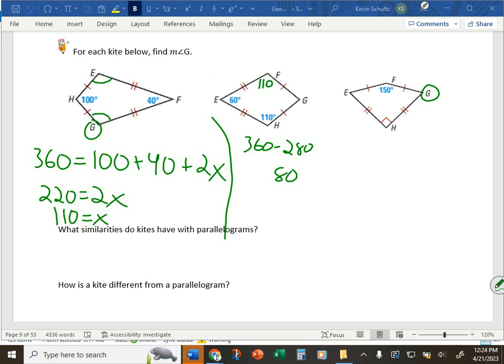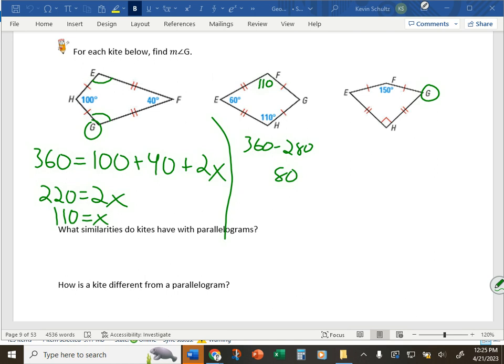Every process is a little bit different. I mean, did Rowan take like the ultimate scenic route to get there? Yes. But he got there, right? That makes sense for him. And he even brought up the property we didn't talk about, that the diagonal bisects those 2 angles there. That's important.